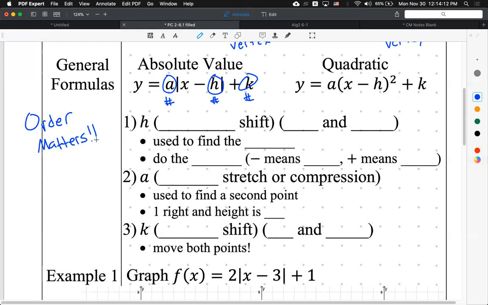This is your horizontal shift. Horizontal shift, AKA how much you move left and right. When you look at the value of h, this will tell you what the vertex is. More specifically, it will tell you what the x-coordinate of the vertex is. So it's used to find the vertex, which is that turnaround point, and specifically, it's the x-coordinate.